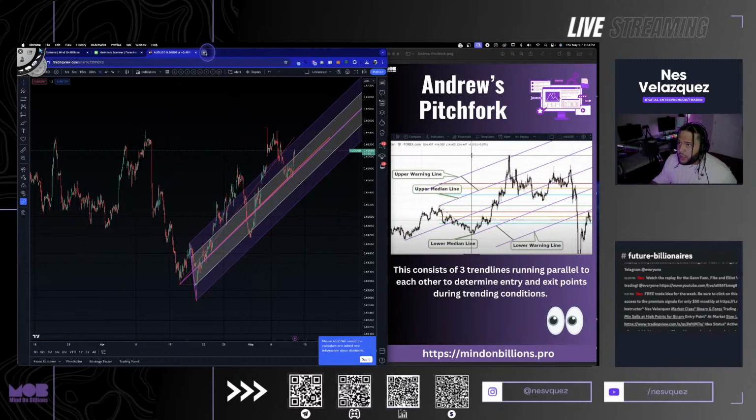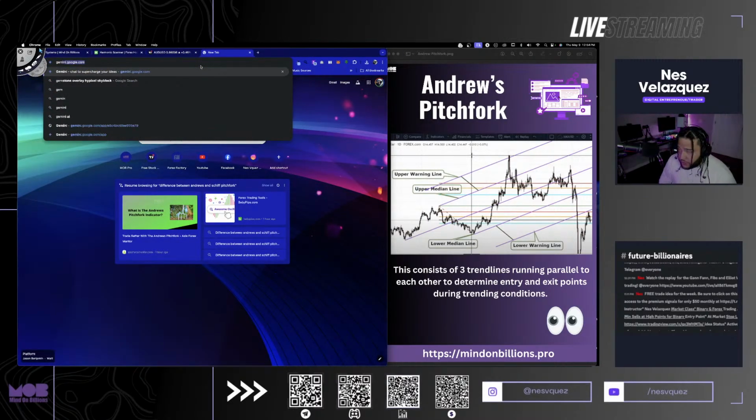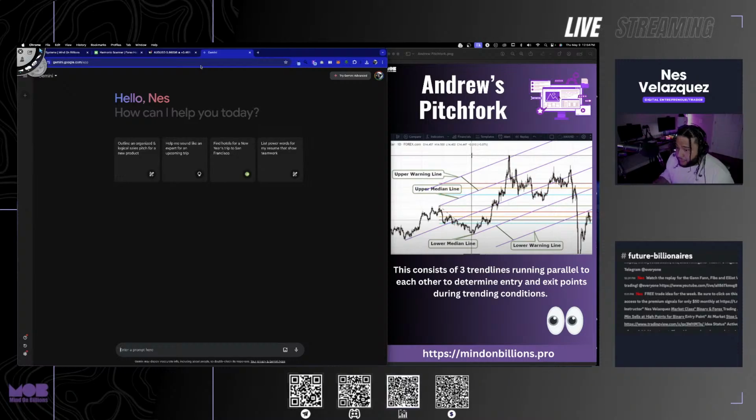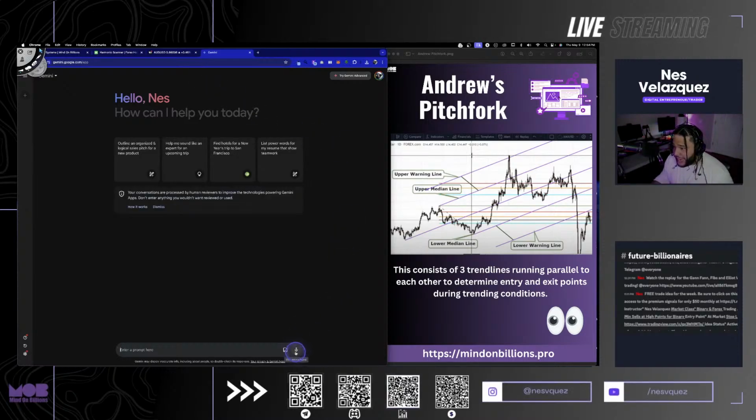Andrews Pitchfork. Remember, all of you have access to an AI. It's called Gemini, gemini.google.com. You can access that AI for free, and basically you can ask it the origins of Andrews Pitchfork, and you'll get the full name of Mr. Andrews or Dr. Andrews, and also his student, his successor that ended up creating the Schiff Pitchfork. But here we go, because I'm showing you this stuff because I want you to start using the tools of today, the technology of today.